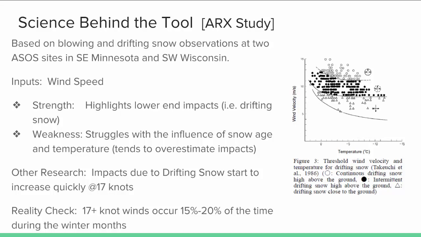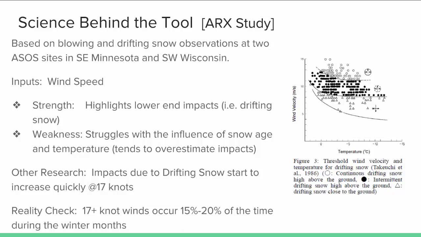The figure displayed in this slide is from Matsuzawa, which is taken from Takeuchi et al. in 1986, and shows that the impacts due to drifting snow start to increase quickly around 17 knots. You may also be asking yourself, what will be the frequency of forecasting drifting snow or patchy blowing snow if we use 17 knots as a threshold?